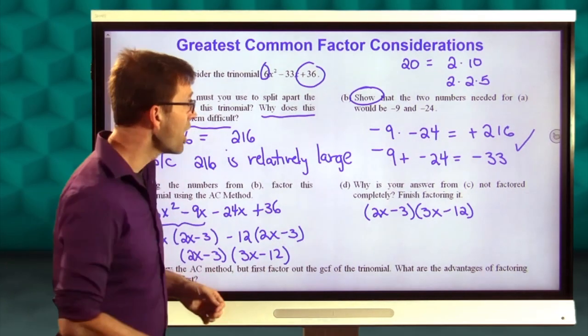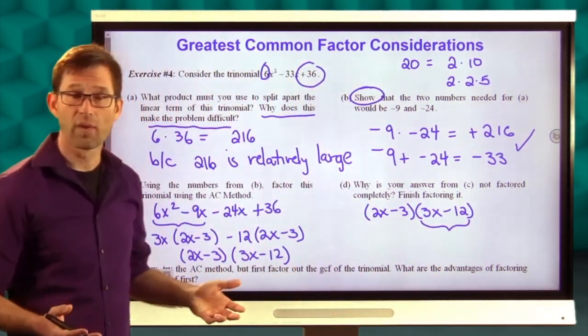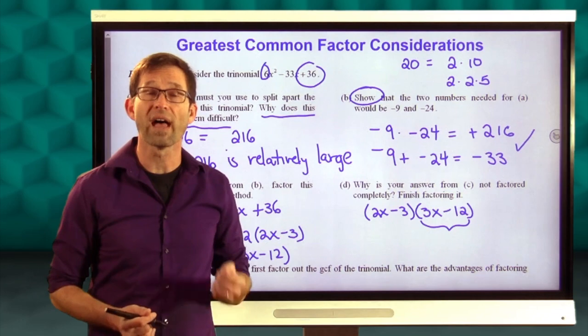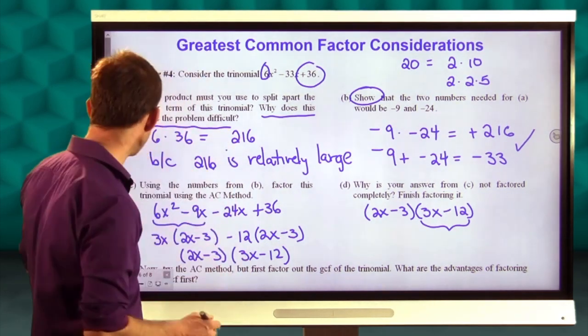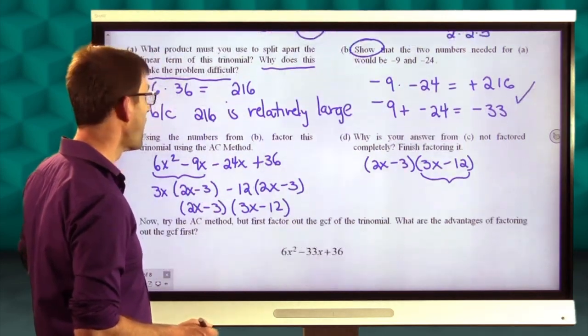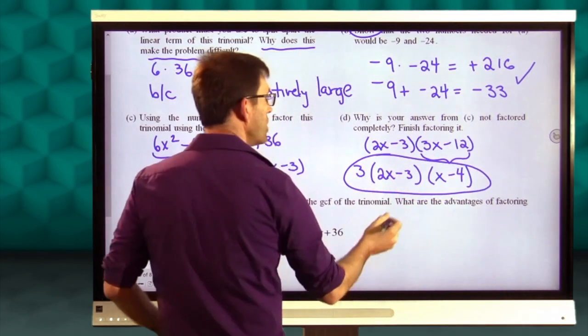Well, the reason it's not is that this can still be factored, right? 3x minus 12 has a GCF all by itself, that GCF being 3. And in fact, I can factor that out. Nothing would happen to the 2x minus 3. But if I factored a 3 out of this, I would be left with x minus 4. So that would be that.